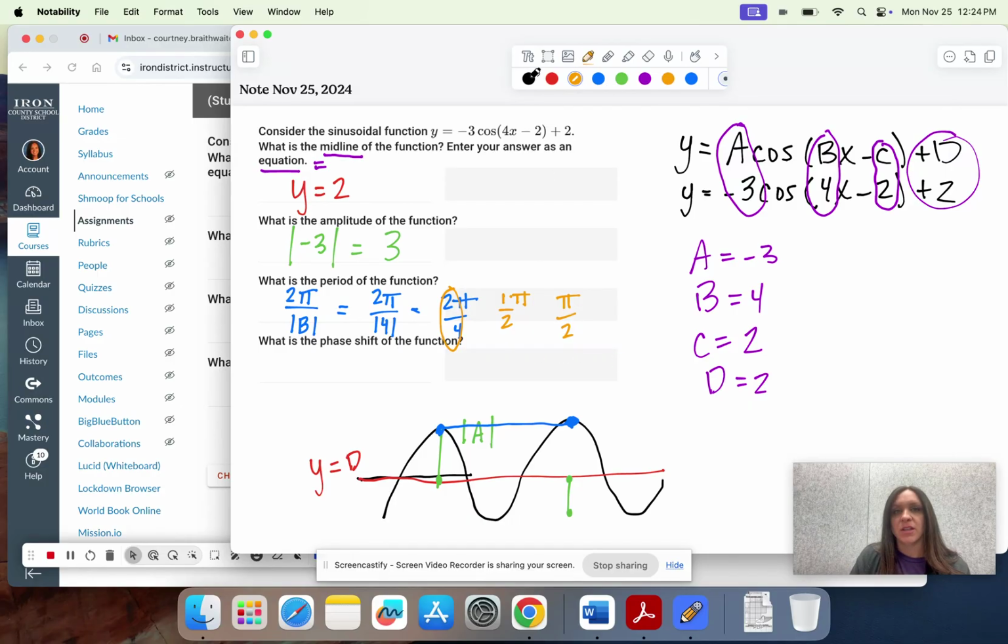Okay, last one, the phase shift. That is the right or left shift of the graph. And we get that by taking c over b. So c is 2, b is 4. That means the phase shift is 1/2.